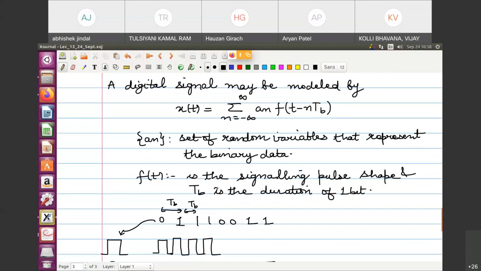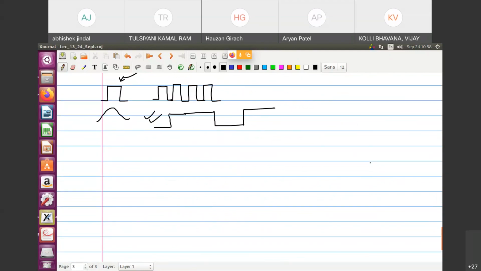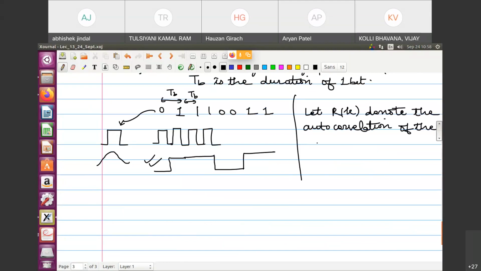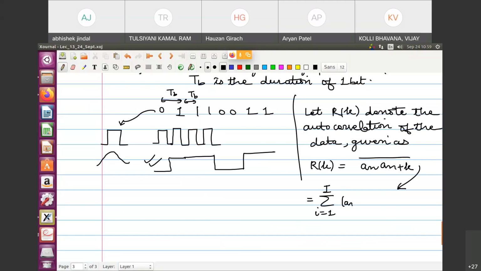So you must relate. So this way you can represent each of the line codes. We will see how to do it. So let R_k denote the autocorrelation of the data, given as R of k is the average of A of n into A of n plus k, where this bar is equal to summation i is equal to 1 to capital I of A of n into A of n plus k_i, times P of i. Okay, what is it?